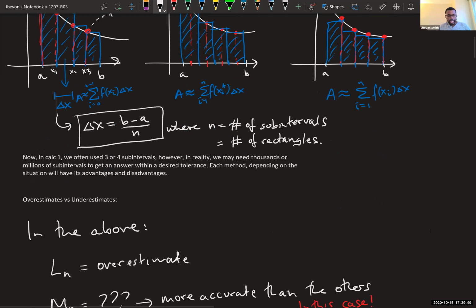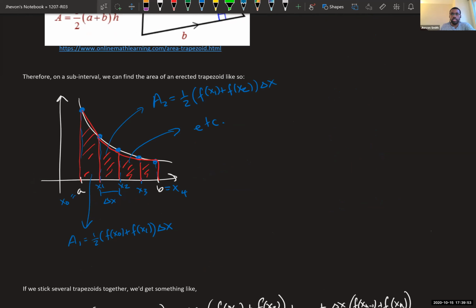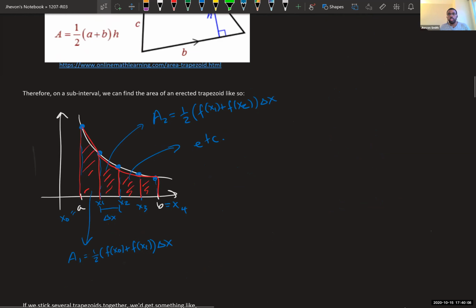The idea now is we want to actually use shapes that are a little bit more efficient than rectangles. So why use a rectangle that has a horizontal flat top if my curve is slanted? Why not use a rectangle with a slanted top? That is called a trapezoid. And so this leads to the idea of the trapezoid rule.